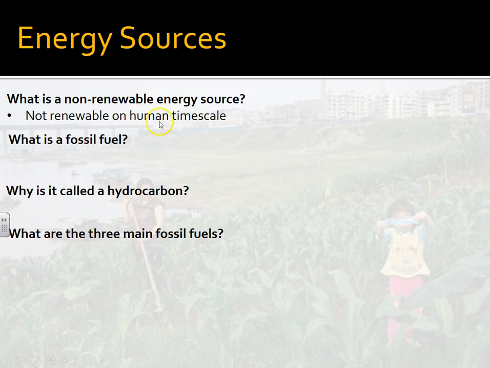Okay, so something that comes back pretty quickly. Think a fast-growing tree, or corn, which we use for ethanol. And then of course you have sunlight and wind and everything that comes right back. But it sort of has to come back in a really short time scale.